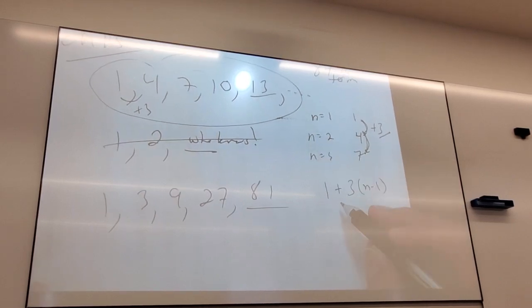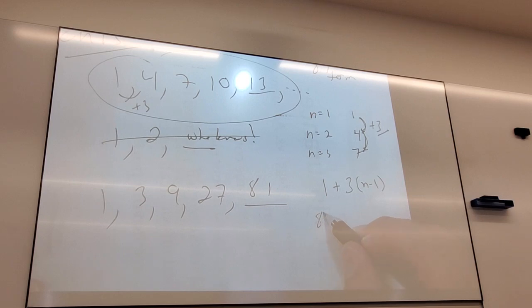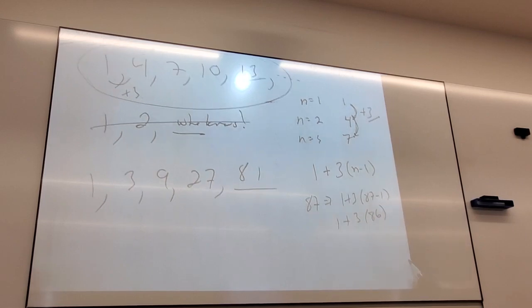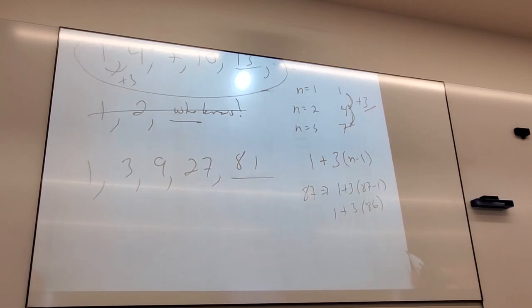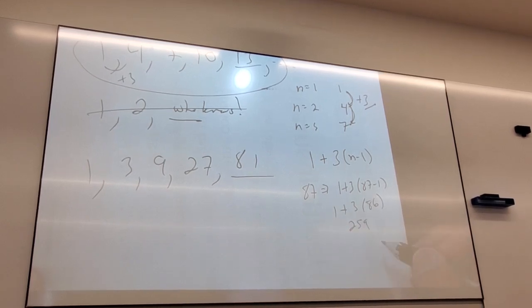So what will the 87th term be? 86. Well, it's not 86. It's plugging 86 in, right? I think that's 259. You plug in 86 to n.